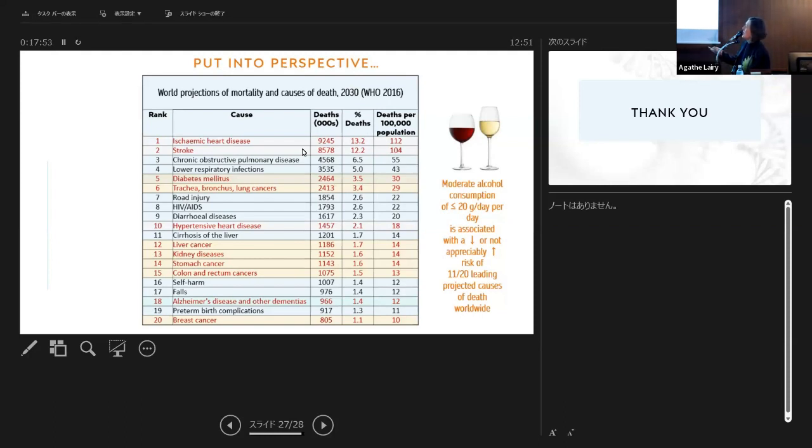We know that it has a positive effect for hypertensive heart disease. We know that it is not particularly associated with all cancers, but with some cancers. We know that it has a positive effect with Alzheimer's disease and other dementias. And we know that that is increasing. And breast cancer is an interesting one.